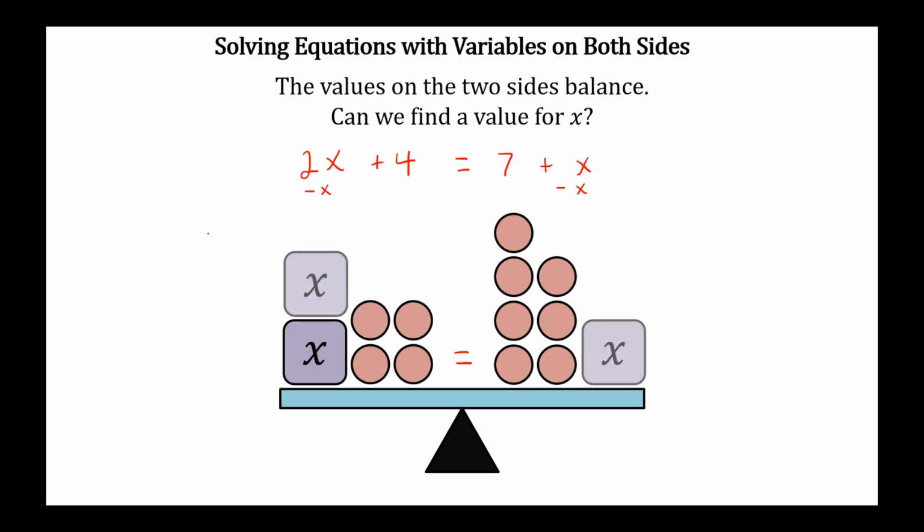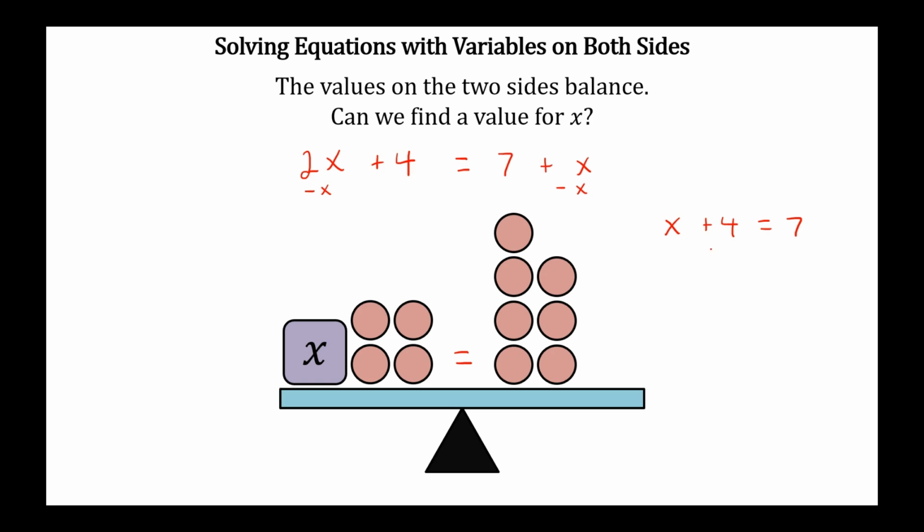Once I take the x's away, what I have left is just 1x, because 2x minus x, or 1x, is just going to be x. So now I have x plus 4 on the left side. And on the right side, all I have left is 7. This is just a one-step equation now.